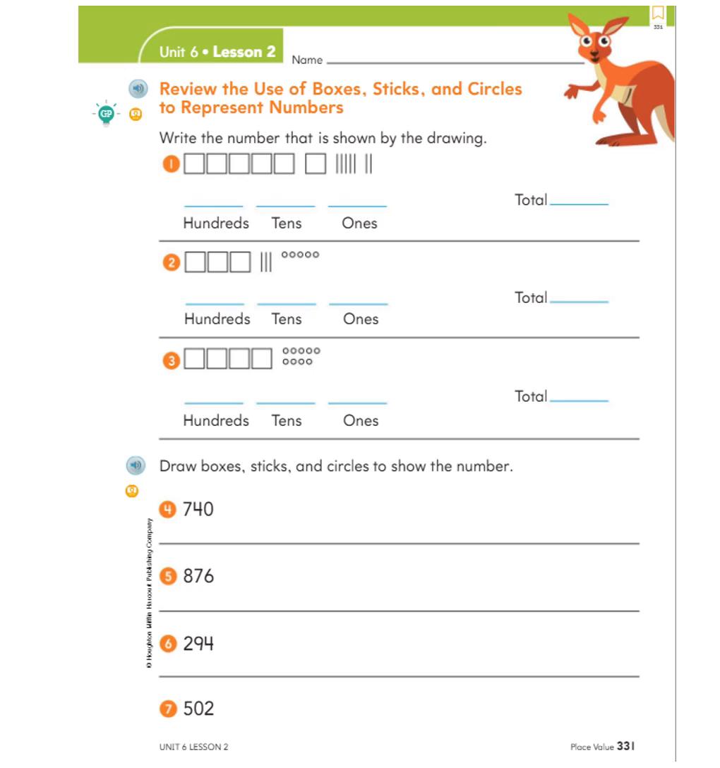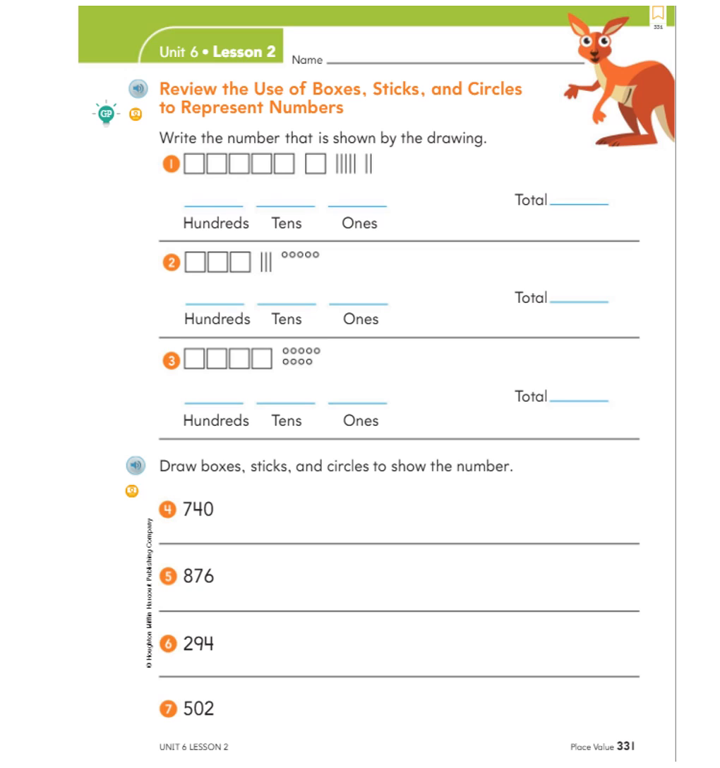So today, on our worksheet, we are going to be doing page 331 from our workbook. At the top, 1, 2, and 3, they are showing us those quick hundreds, tens, and ones, so the boxes, sticks, and the circles. Underneath, we're going to start by writing how many hundreds do we see, how many tens do we see, and how many ones, and then we're going to put the total at the end.